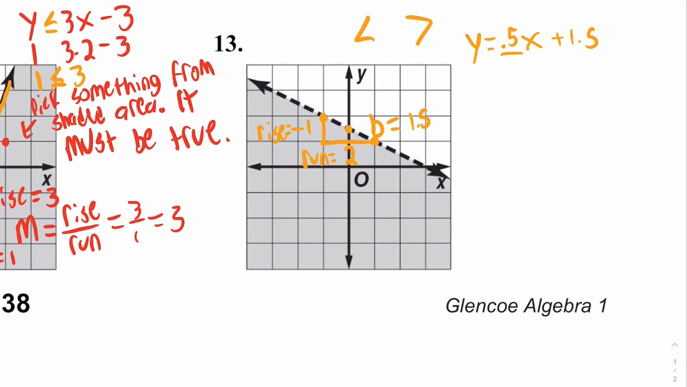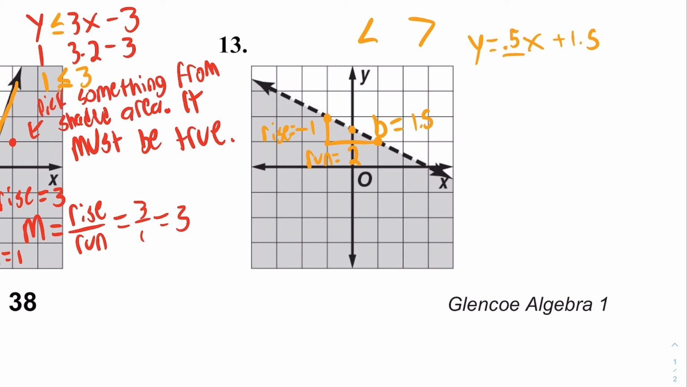Now, we're going to pick something from our shaded part and use it as a test point. I'm going to pick 1, negative 1, negative 1 for y. We're going to leave a blank space because we don't know if we're going to put greater than or less than there. But I'm going to do half of 1 for x plus 1.5. I'm going to follow it down. Negative 1. 0.5 times 1 is 0.5 plus 1.5. That's going to give me the number 2 on the right and negative 1 on the left.